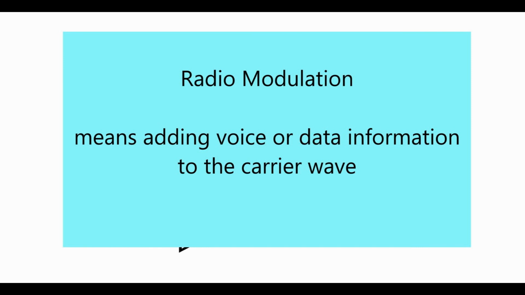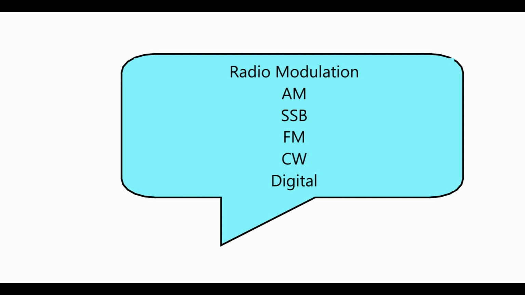Combining data or voice with a radio frequency signal is called modulation. A signal that has no information is unmodulated. The normal signal modulations in amateur radio are AM, SSB for single sideband, FM, CW, and digital.